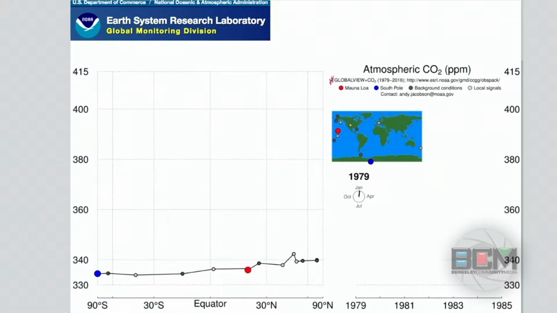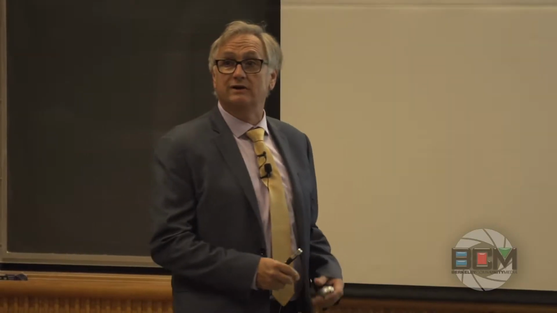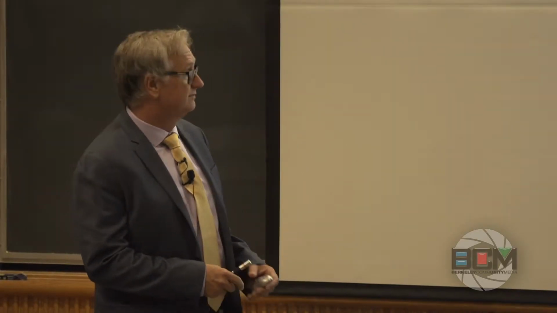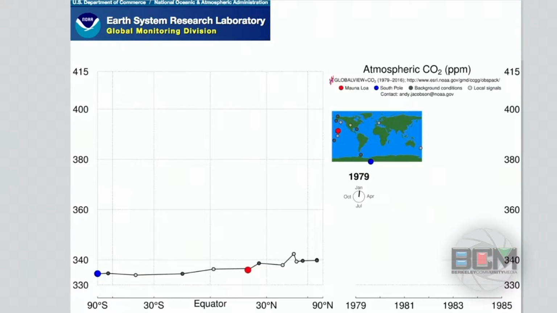On this axis here, you're going to see a place on the Earth, North Pole, South Pole, equator. And this red spot is very important. It's a site on the island of Hawaii, and it represents a place where carbon dioxide concentrations have been measured for some decades now. And then each one of these points represents a place on the planet at which that measurement of carbon dioxide was made.